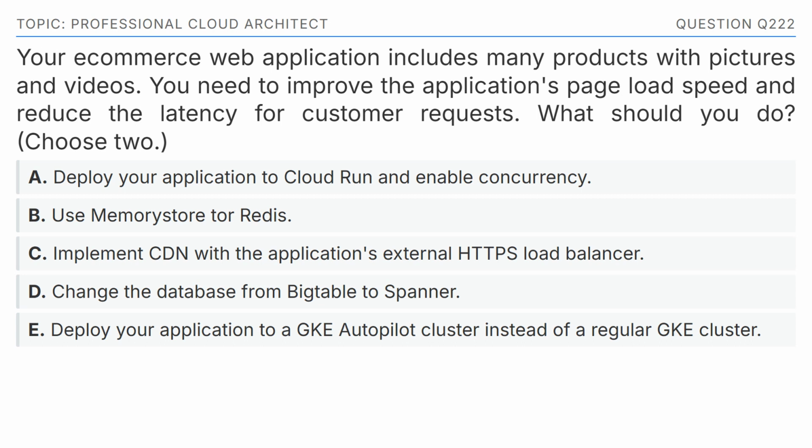The options are: Option A, deploy your application to Cloud Run and enable concurrency. Option B, use Memorystore for Redis. Option C, implement CDN with the application's external HTTPS load balancer. Option D, change the database from Bigtable to Spanner. Option E, deploy your application to a GKE Autopilot cluster instead of a regular GKE cluster.